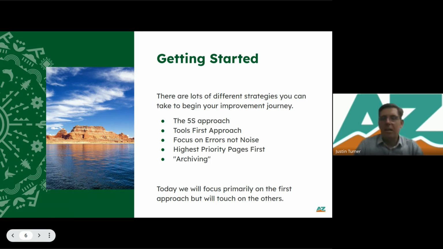As everyone knows, the state uses the Arizona management system, and 5S is one of the lean tools that is part of the Arizona management system. So we thought it would be good to go through and use that as an example of how you can approach the challenge of improving accessibility on your website.